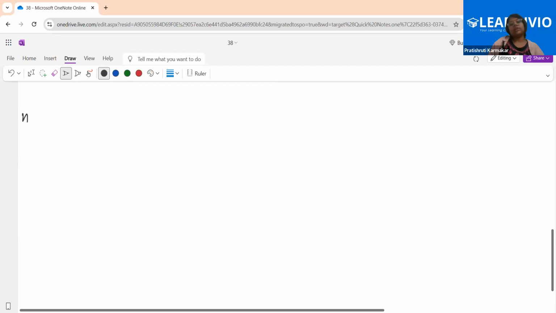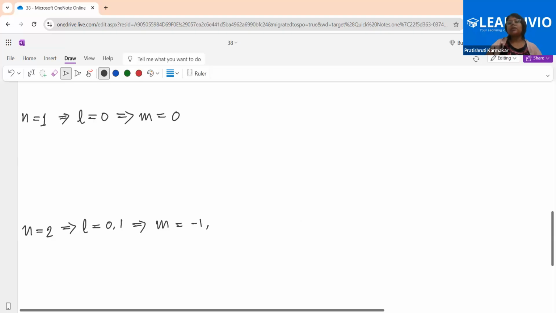Now let's do it for n equal to 1 and 2 first. If n is equal to 1, this implies that L will be equal to 0. And if n is equal to 2, this implies that L will be 0 and 1 both. This implies that the value of m will be 0 and this implies that the value of m will be minus 1, 0, plus 1. This is one set, this set is for 1 and also we will have 0.